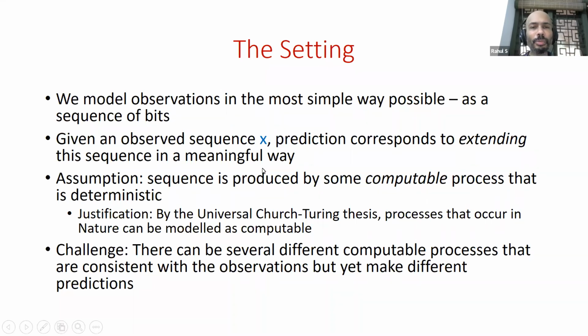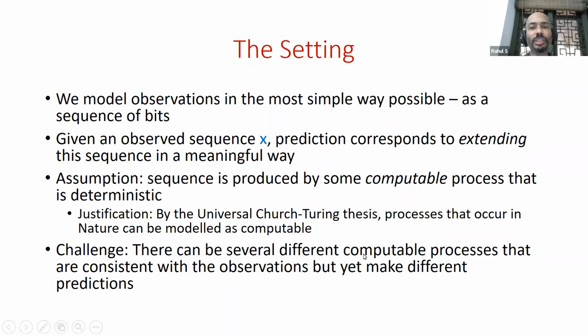But the challenge is that at any point in time, we only see a finite portion of this sequence X. There's some finite part X that we've seen, and there might be many different ways of extending X. How do we decide between them? It might be that there are several possible computable processes that all first produce X and then extend it, but the extensions might be different for these different computable processes.